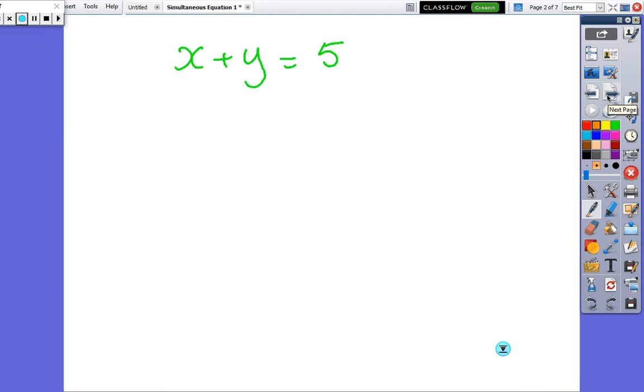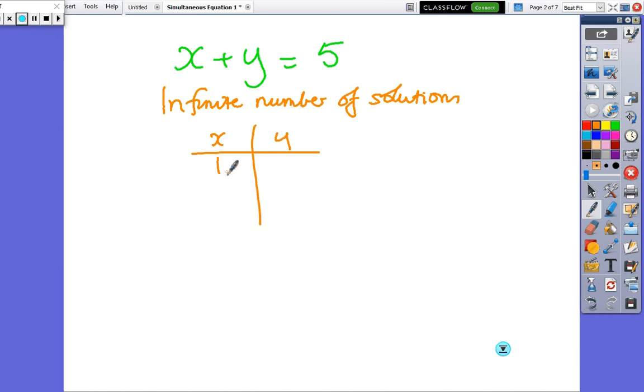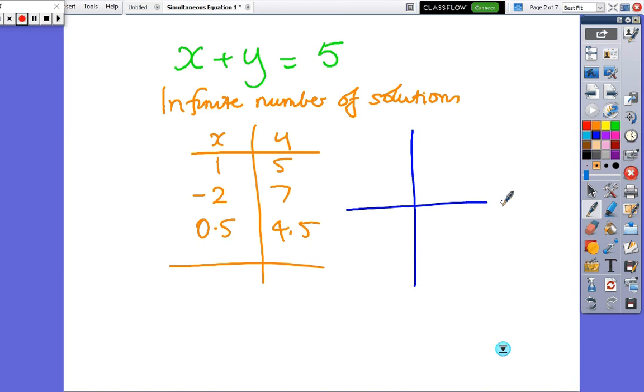If we have an equation with two unknowns like x plus y equals 5, there is an infinite number of solutions. For example, x, y could be 1 and 5, it could be -2 and 7, it could be 0.5 and 4.5. There's an infinite number because x plus y equals 5 is a straight line.